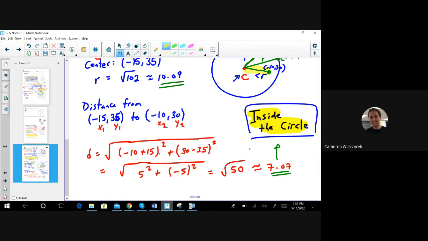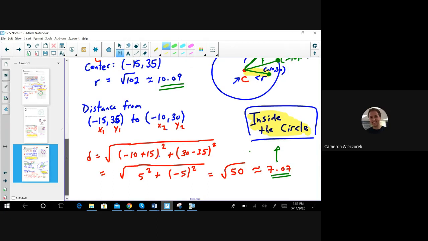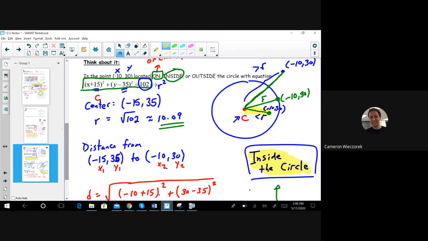So all I'm doing is comparing the distance between those two dots to the distance of the radius and deciding if it's equal to the radius, bigger than the radius, or smaller than the radius. And that helps me decide where that dot is in relation to the circumference of the circle.